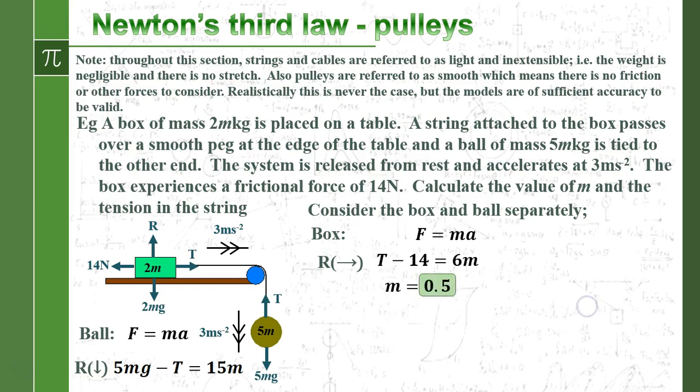Right, once we've got our value for m as 0.5, it's a very simple job to go back and say, well, what's going to be our value for t, the tension in the string? So let's put it into there. So the tension is going to be 6 times 0.5, and I've moved the 14 over all in one go. And so tension in the string is 17 newtons. Job's a good one. Right, and so on we go.